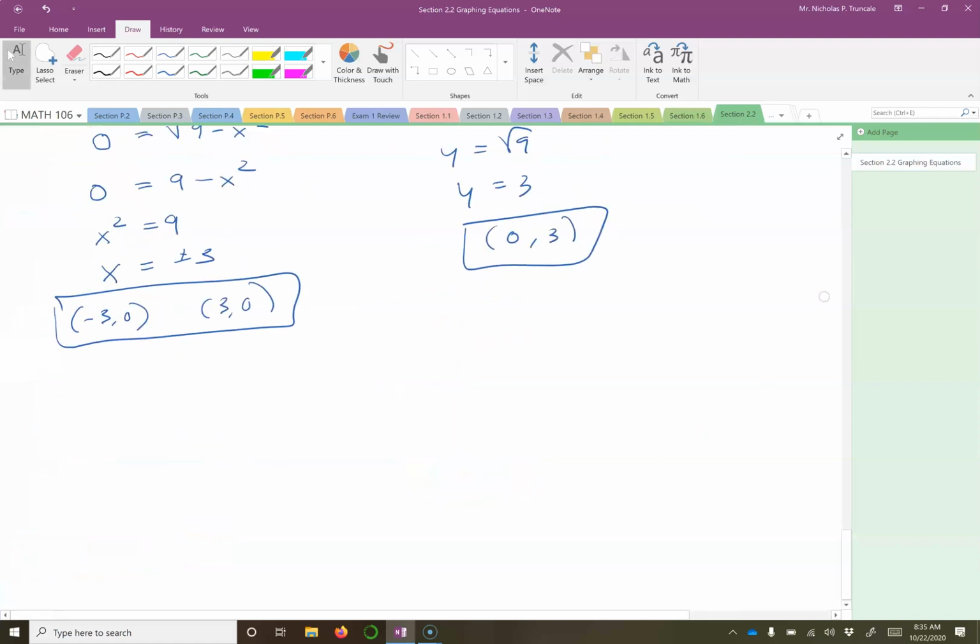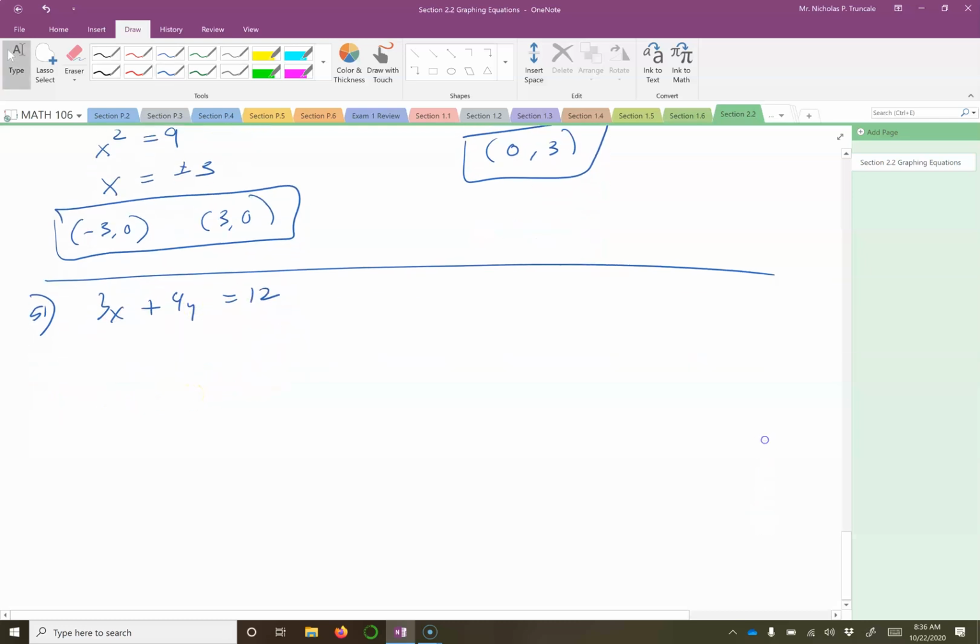Yes? 51. Sure. So 51 is another x-intercept. So here we have 3x plus 4y equals 12. So we're going to do the same thing, right? We did in the previous one. We're going to find the x-intercept. Plugging in y is 0. So you have 3x plus 4 times 0 equals 12. So that's 3x equals 12. And then x equals 4.